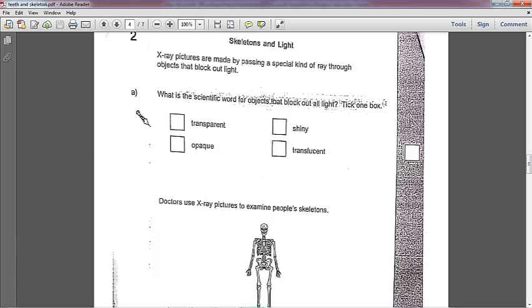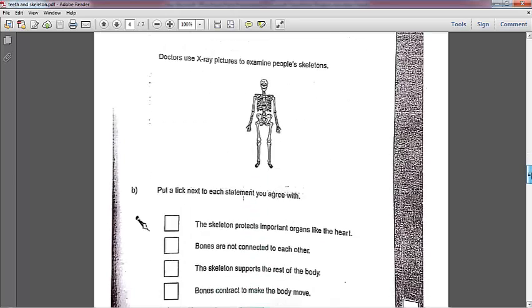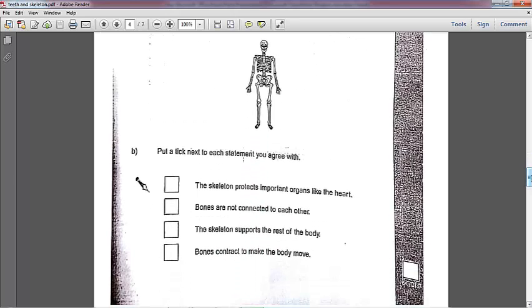What is the scientific word for objects that block out light? Objects that block out all light, we call it opaque. Doctors use X-ray pictures to examine people's skeletons. Put a tick next to each statement you agree with.